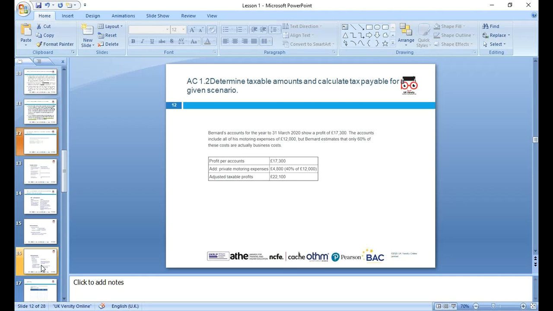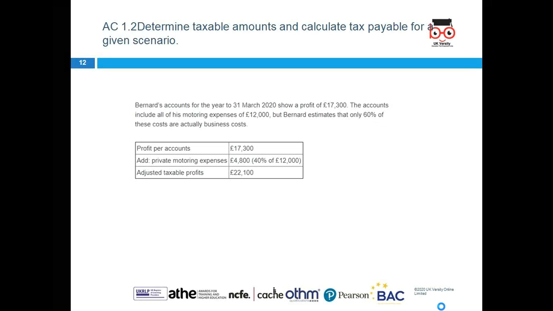So we'll go through this scenario and calculate tax. We have 17,300 as the profit per accounts, yes? Then we paid 12,000 motor vehicle expense, which was shown in our profit and loss. But an estimated 60% of these costs are actually business costs, and 40% is not a business cost, as I use it for personal use. So I need to add it back, yes?